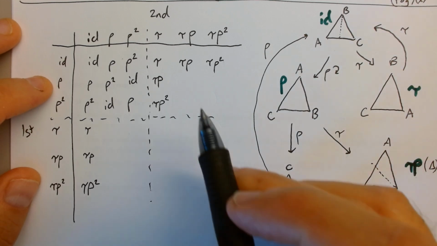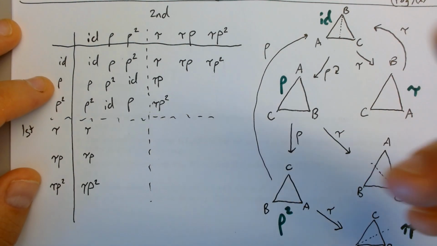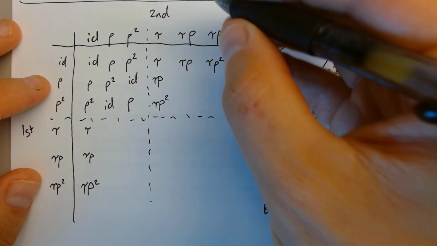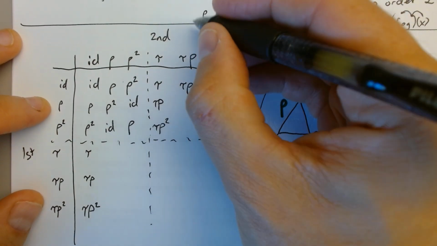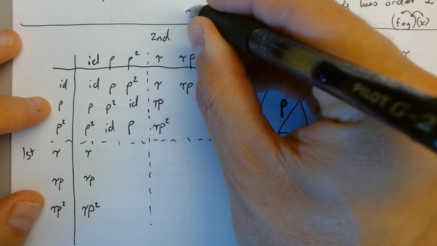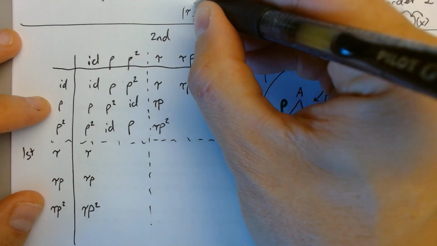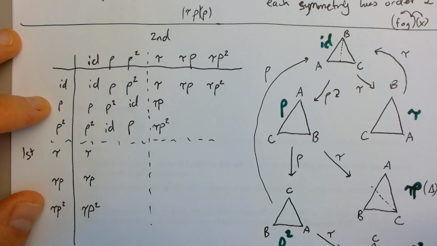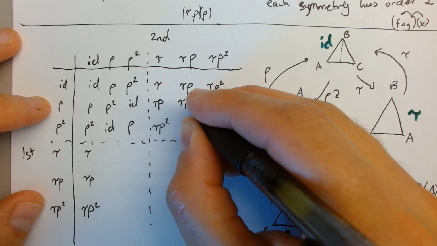Okay. Now let's look at rho followed by rho tau. So notice what goes in this box is rho first, and then rho tau. Well, that's rho twice, and then tau, again reading from right to left. So that is, of course, tau rho squared.